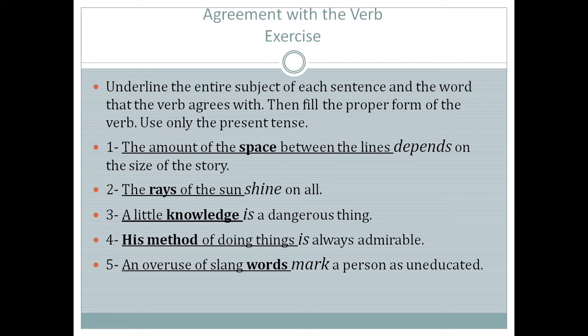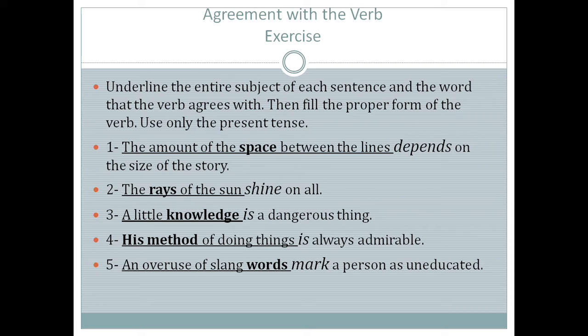Number 2. The rays of the sun shine on all. So the entire subject is the rays of the sun. The word that is the subject is rays, which is a plural. So rays, because it's a plural noun, agrees with verb shine. The tense is the present simple tense.